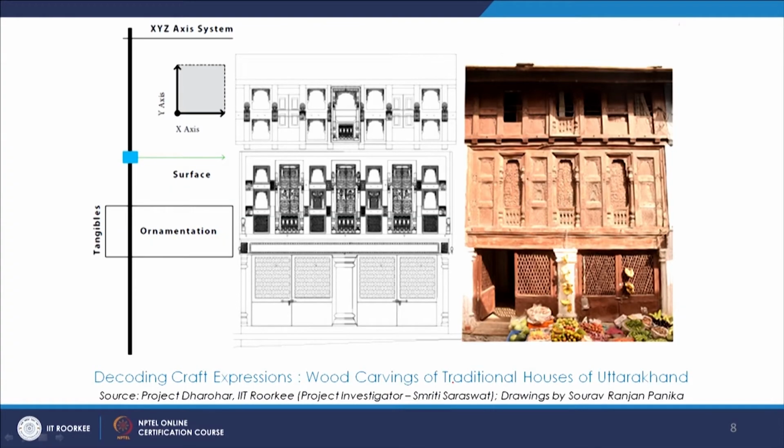And this is one example of wood carving of traditional houses of Uttarakhand. This is Khajanchi Mohalla, and again we are just trying to understand it with the help of the XYZ axis system. Here also we see some tangibles and we see a lot of ornamentation, we see a lot of motifs over here, we see a lot of patterns about which also we are going to discuss.